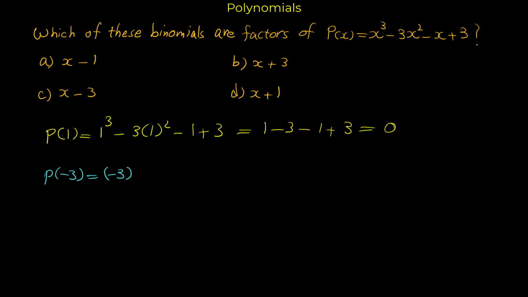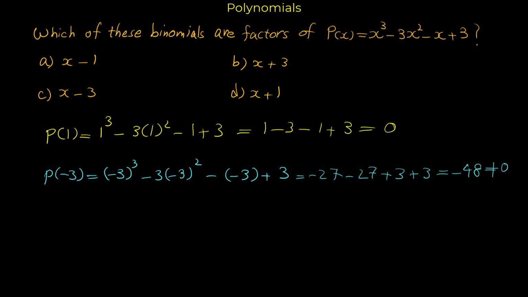Negative 3 to the 3 minus 3 times negative 3 to the 2 minus negative 3 plus 3. Negative 3 to the 3 is negative 27. Negative 3 to the 2 is 9, times negative 3 is again negative 27. Then we have plus 3 plus 3. Negative 27 minus 27 is minus 54. Plus 6 is minus 48. Because this is not 0, x plus 3 is not a factor. But x minus 1 is a factor.